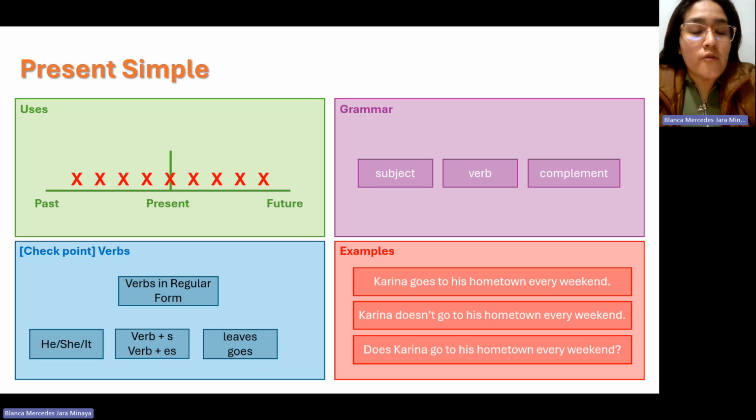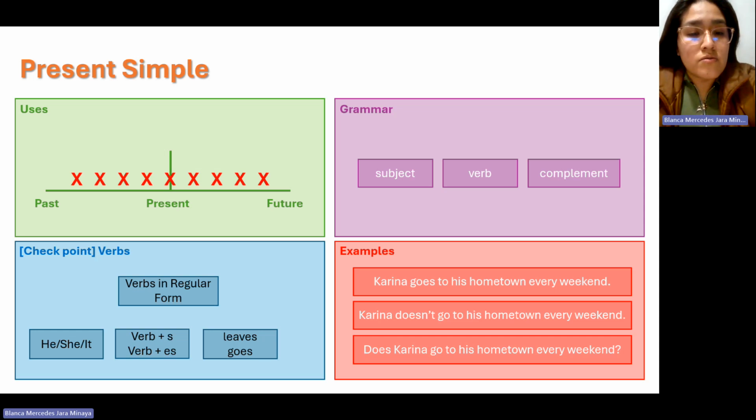We form sentences in the present simple with a subject, a verb, and a complement. What kind of verb do we use? We use the verbs in the regular form. And we have to remember that when we use he, she, it as the subject, we have to add the s or the es to the verb. For example, lives or goes.